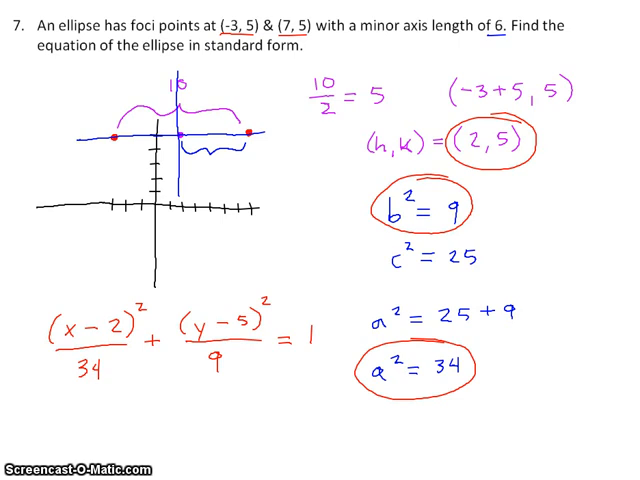So let's recap on that. The major axis runs through the focus points, and the major axis here is horizontal, which means it's parallel to the x-axis, which means that the a value, or a squared value, goes underneath the x squared value, and the b squared value goes under the y squared value. Let's move on to the next problem here.